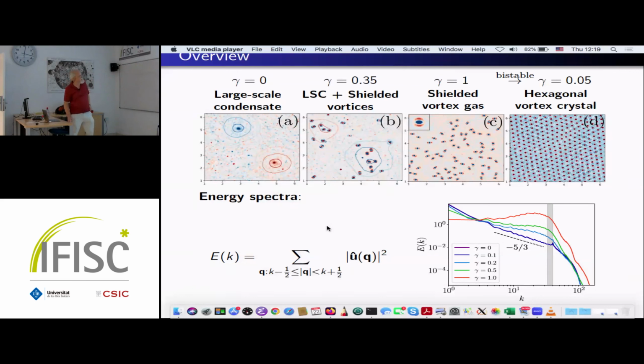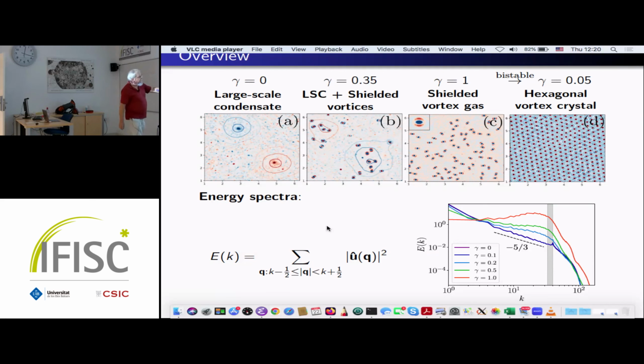Now you can look at this in terms of the spectra. This is something that is done conventionally in turbulence theory. So this is the kinetic energy spectrum, and you can see that when gamma is 0, so I'm purely forcing by this random forcing, you get the classical Kolmogorov spectrum. This is the inverse energy cascade I talked about. Up here, you have a k⁻³ spectrum that's due to the large-scale vortices.